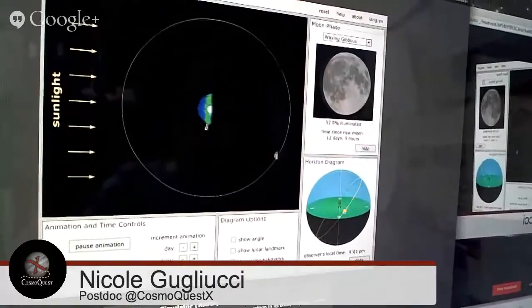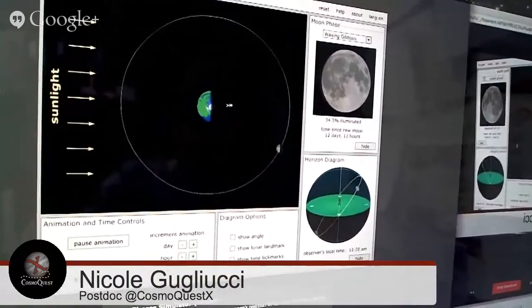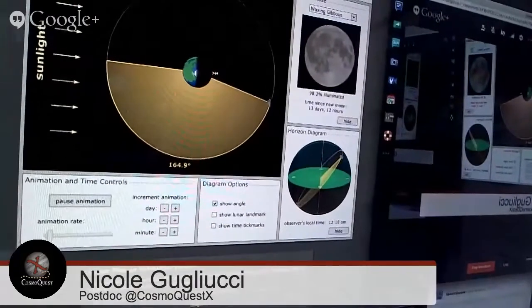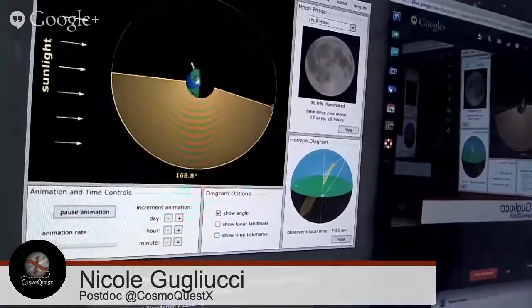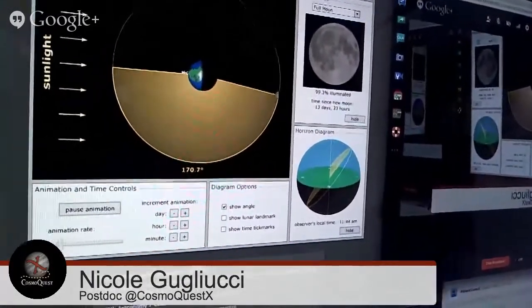So you can slow down the animation, right? Can I? That one. Whoa, there we go. And you can show the angle. Where's that? So that kind of shows the angle between the moon and the sun, which is helpful for trying to visualize what's going on. At full moon, it's about 180 degrees, and then 90 degrees at the quarters, zero at new moon. Just another way to help you picture it.